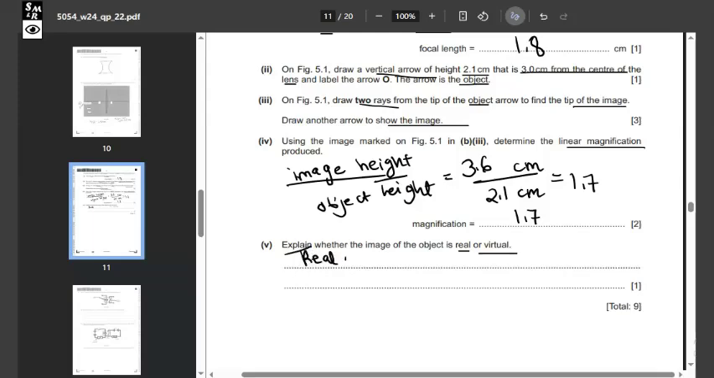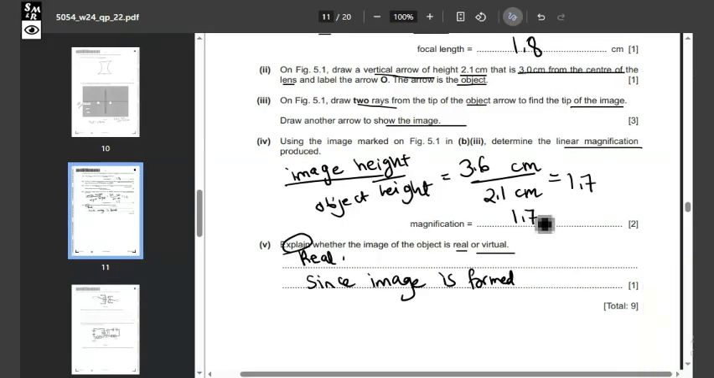And also the question is asking us to explain why it is real or virtual. So first you will write real, and then you will write since it is formed by converging light rays. So, since image is formed by converging light rays.